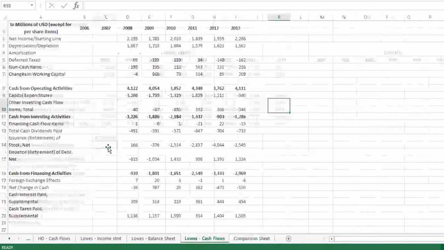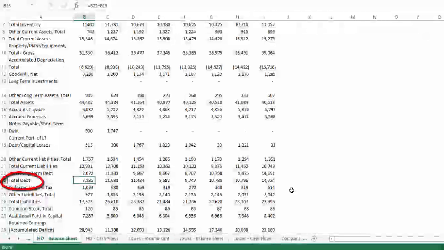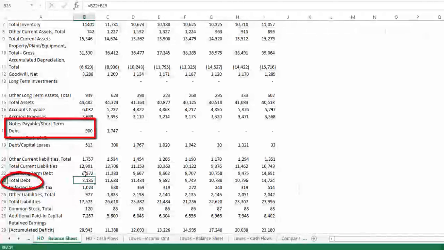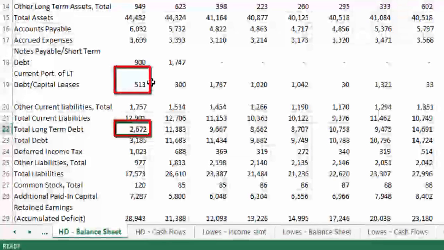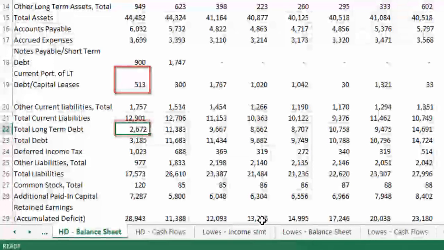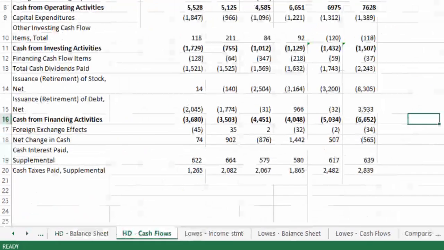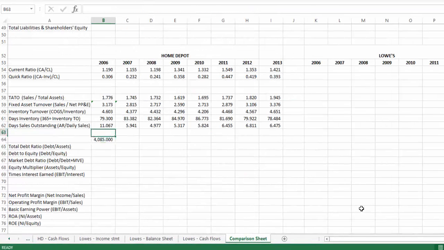If you go back, I just saw something on the Home Depot balance sheet. They have a number that's called total debt, but it excludes the notes payable. So they're basically looking at the long-term debt. They've got the long-term debt plus the current portion of long-term debt. So 2,672 plus 513 is coming up with the number that they have, the 3,185. We want to include all interest-bearing things. Notes payable is interest-bearing, so our number is slightly higher. Our total debt number is slightly higher than what they're showing here on the balance sheet. So we've got total debt of 4085.